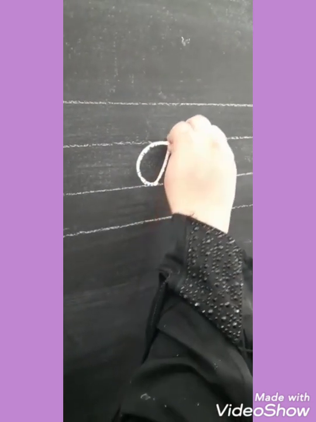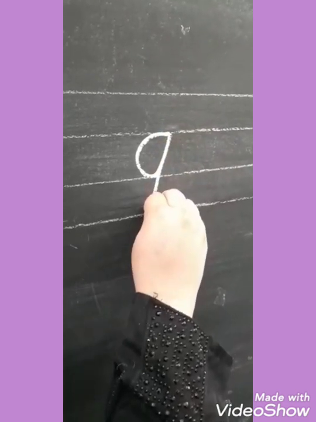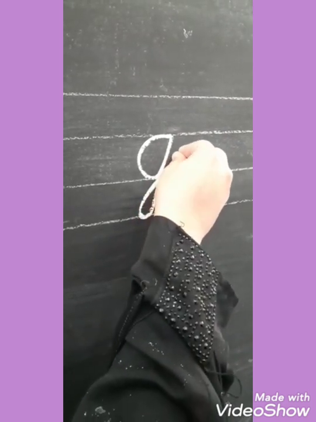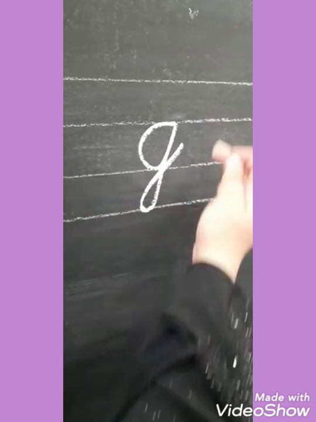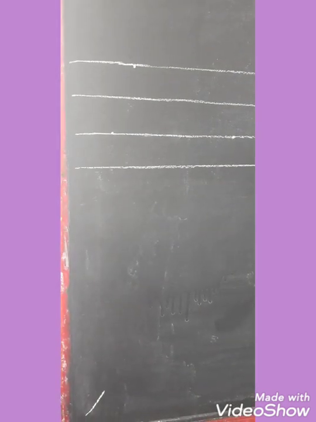Go up in a slant. Touch this dot. Come down in a slant. Round your pencil. Cross the line and stop its tail. This tail should be between these lines. G. Okay, my dear students.